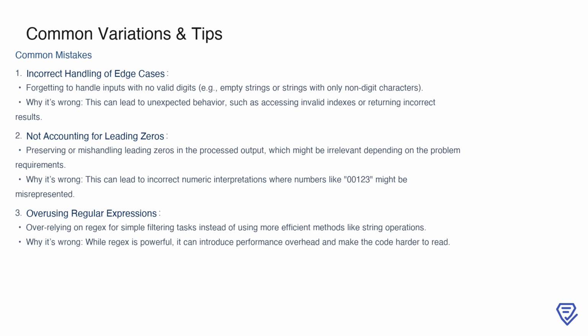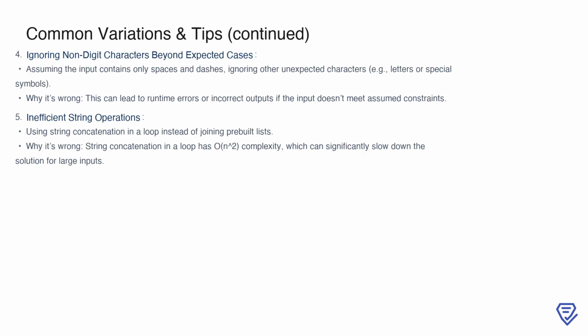Another common mistake is mishandling leading zeros. For example, if you preserve leading zeros in the processed output when they're not required, it could result in misrepresented numbers, like 00123 being interpreted incorrectly. Additionally, overusing regular expressions when simpler string operations would suffice is another pitfall. While regex is powerful, it can introduce unnecessary performance overhead, and overly complex patterns can make your code harder to read and maintain. Now, let's consider two more frequent mistakes.